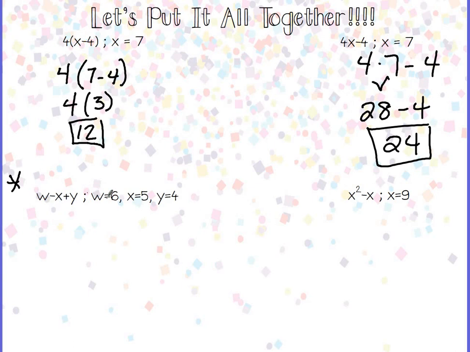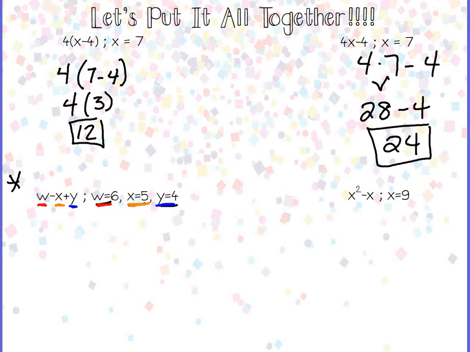Now here I have 3 different variables. I have w minus x plus y. So I've been given a value for w, for x, and for y. So I have to be careful to put them in the correct places. So wherever I see w, I'm going to put in a 6. Okay, and you can use different colors to help you out with this to make sure things go in the right place. Wherever I see an x, I'm going to put in a 5. And wherever I see a y, I'm going to put in a 4.